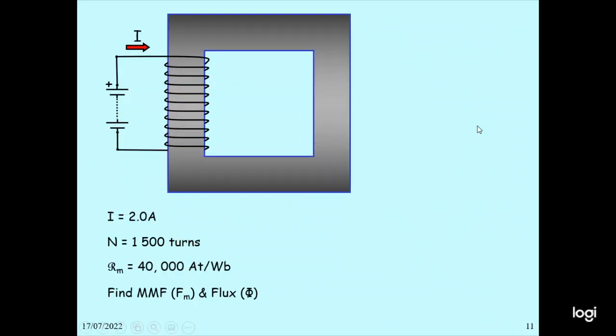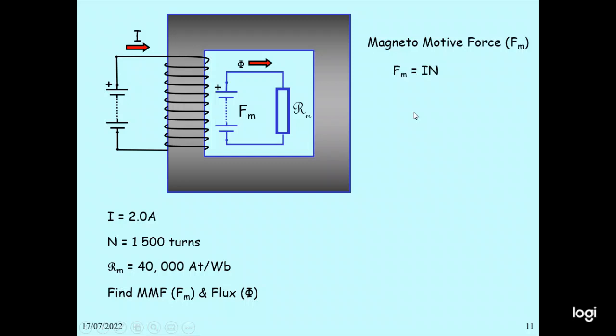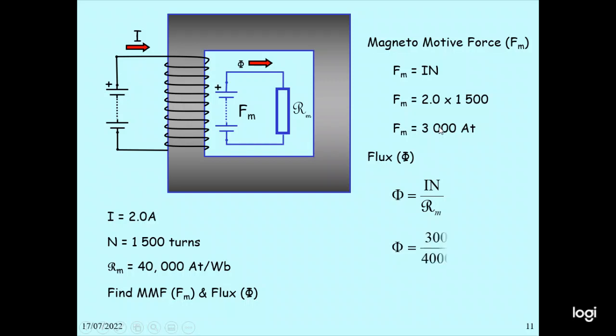In this case, I is 2 ampere, N is the number of turns, 1,500 turns, and Rm is 40,000 ampere turn per Weber. We have to calculate the magnetic motive force and the flux phi. Fm is similar to voltage, as Rm is to resistance. So magnetic motive force Fm equals I multiplied by N. So 2 times 1,500, you get 3,000 ampere turns. Phi can be calculated as Fm by Rm. So 3,000 divided by 40,000, you get 75 milliweber.